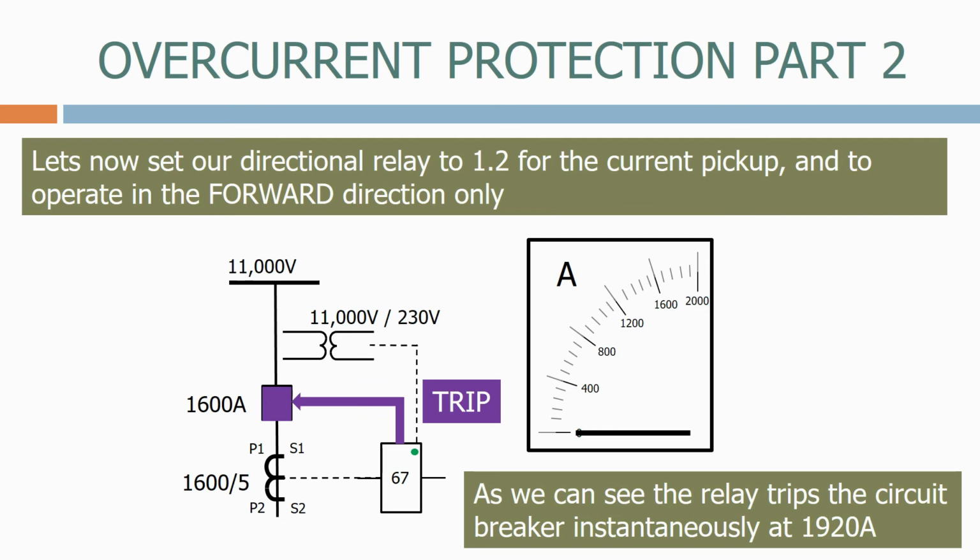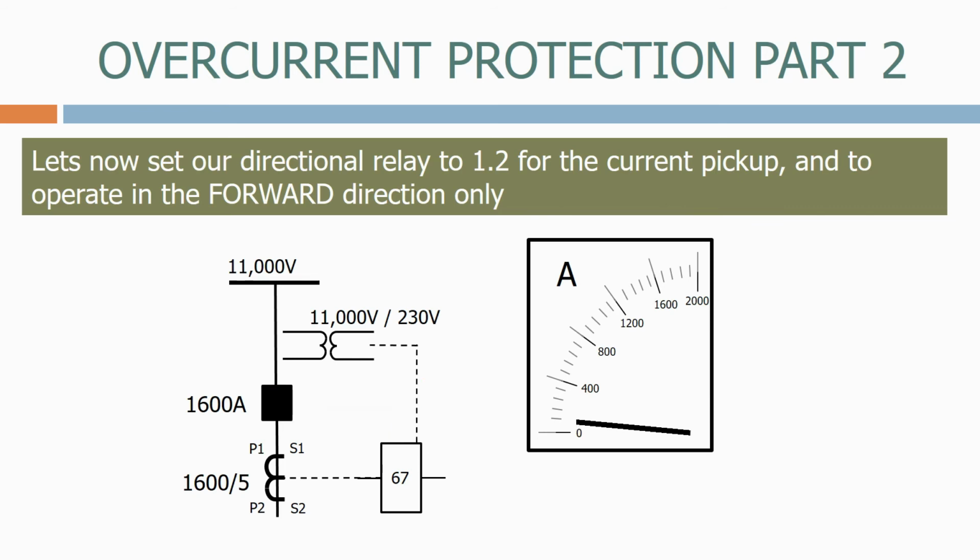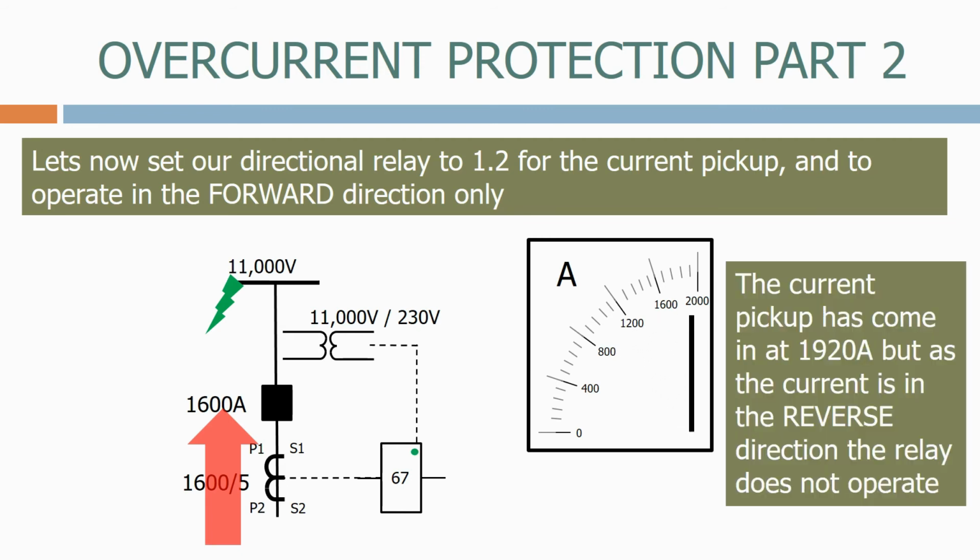As we can see, the relay trips the circuit breaker instantaneously at 1920 amps. Let's now reset the circuit breaker. Let's now apply a fault to the bus bar. The current pickup has come in at 1920 amps, but as the current is in the reverse direction, the relay does not operate.